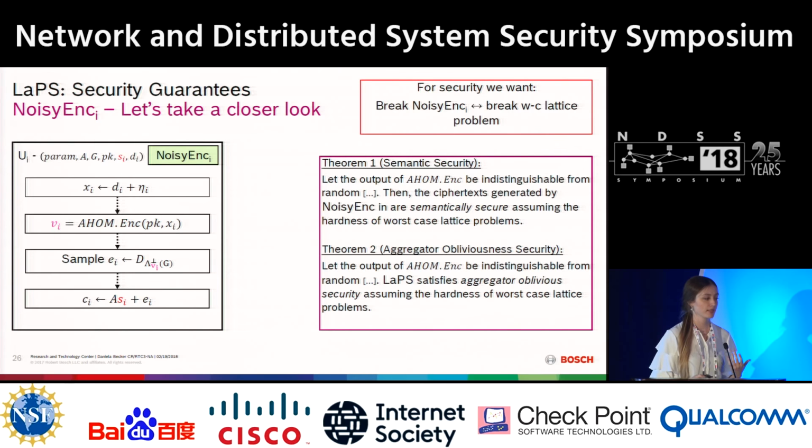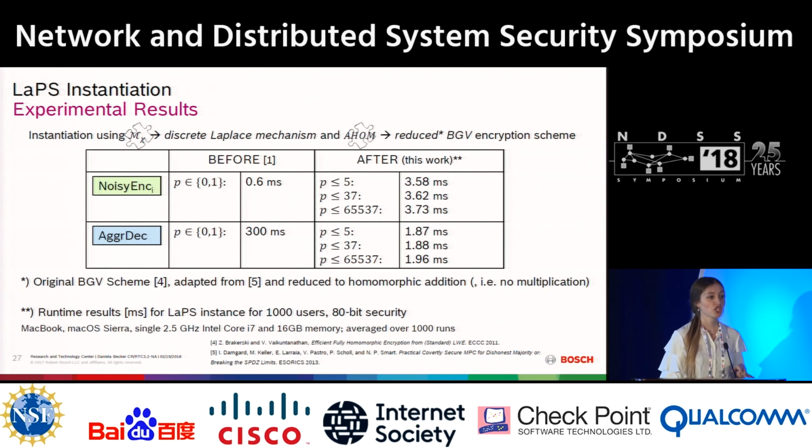So in that sense, we're able to prove security both in the semantic sense as well as the aggregator oblivious sense. Now, finally, in our instantiation, we used a discrete Laplace mechanism for the privacy mechanism, which is essentially just a discretized version of the very common Laplace mechanism from differential privacy literature. And we used a reduced version of the BGV encryption scheme for the additively homomorphic scheme.